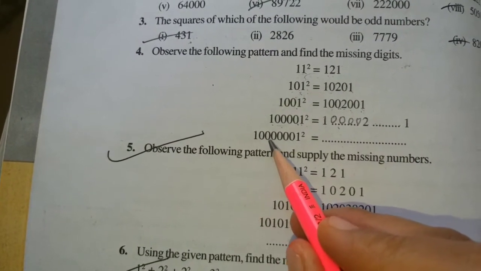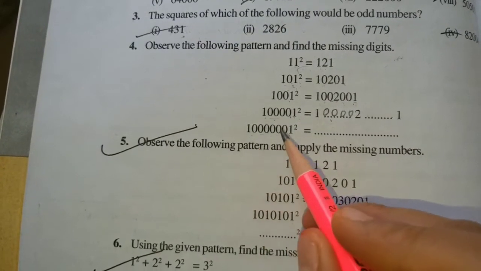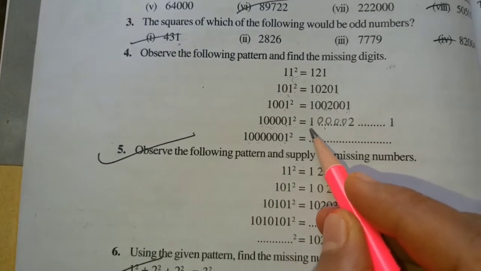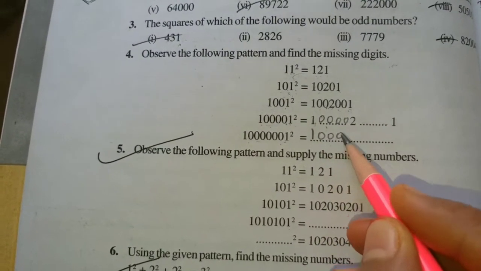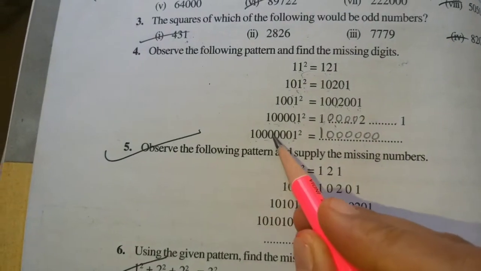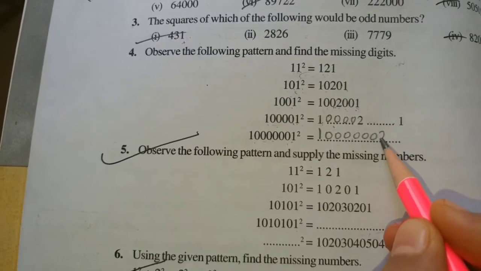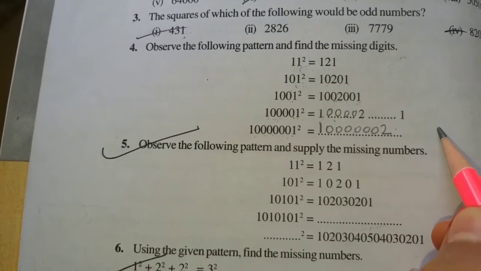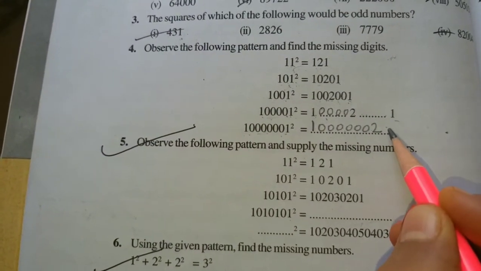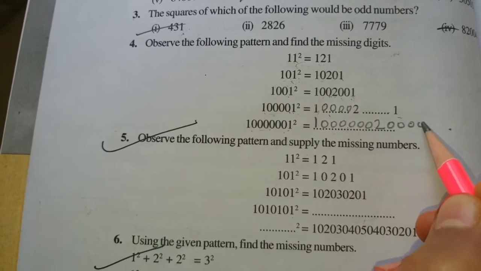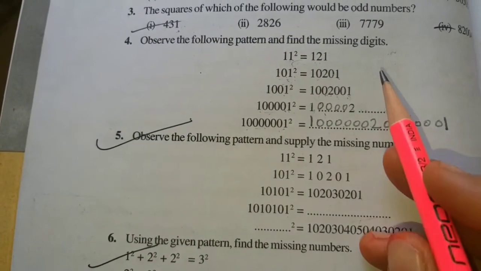In a similar way, see the next pattern. How many zeros are there here? 6 zeros are included between 1 and 1. So on the right side, what do you have to include? You have to write first 1, followed by 6 zeros. How many zeros on the left side? The same number of zeros. Here you have to include 6 zeros, then 2, then 6 zeros followed by 1. This you will do. Okay, 6 zeros followed by 1. This is one pattern.